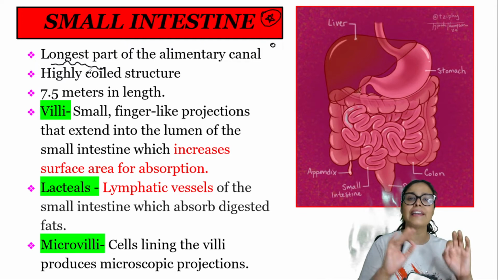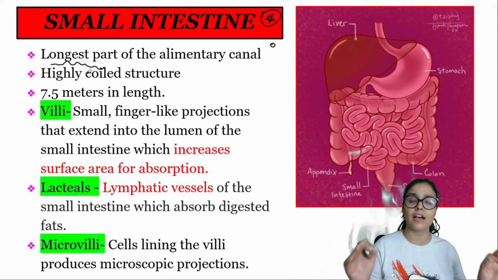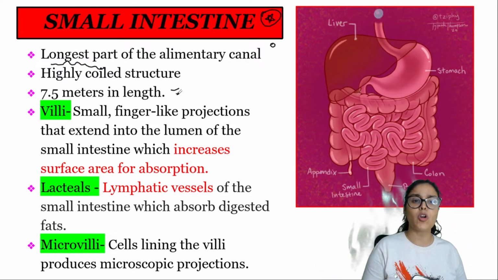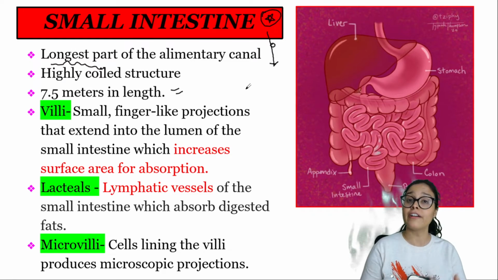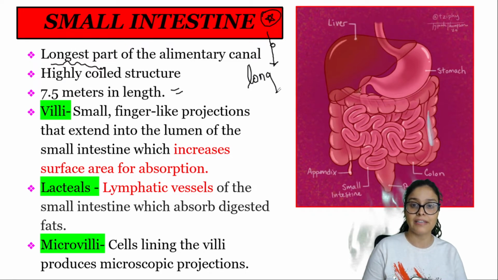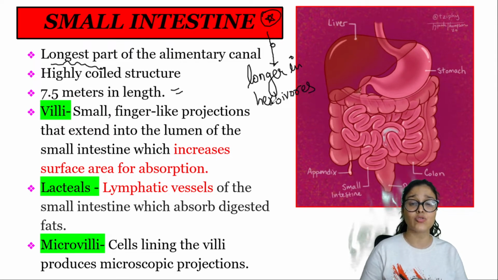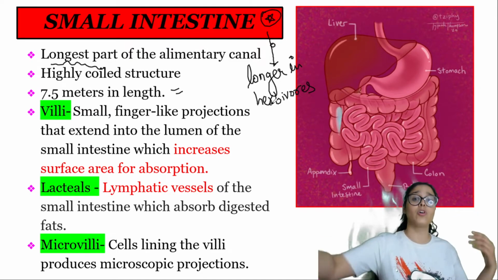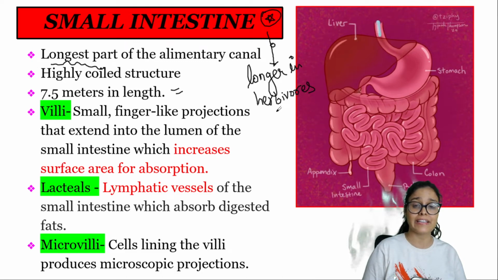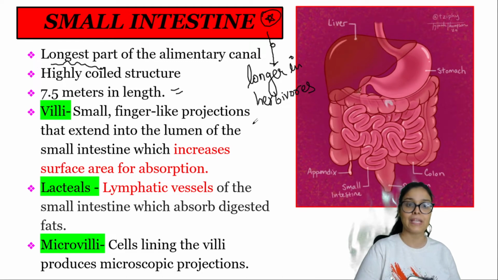And it is a highly coiled structure. बहुत ज़्यादा coiled part है. Approx 7.5 meter in length, 6 to 7 meter of length. And remember one thing, small intestine is longer in herbivore animals, right? Because they need to digest cellulose, which requires more time, so hence they require a longer intestine. So longer in herbivores, you have to remember.